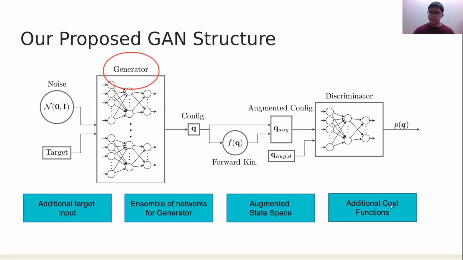And finally, the last change is to introduce more cost functions to train the generator. In the standard GAN structure, we only use the output of the discriminator to train the generator. But based on our constraints, we know what a good configuration means. So we can use the constraints as additional cost functions to train the generator. By doing so, the generator can learn much more effectively.